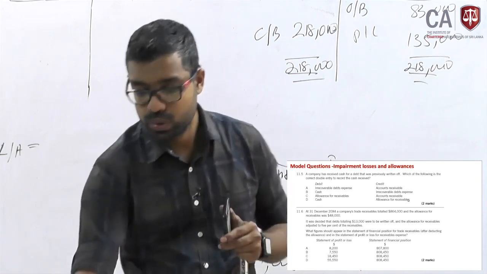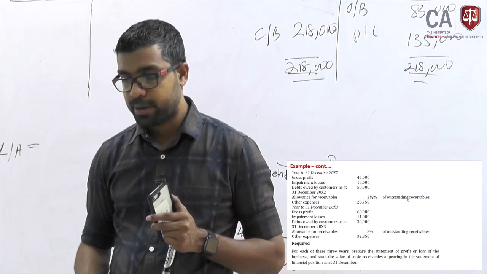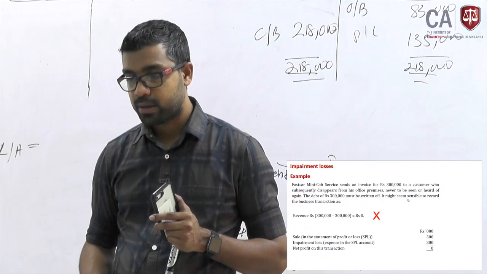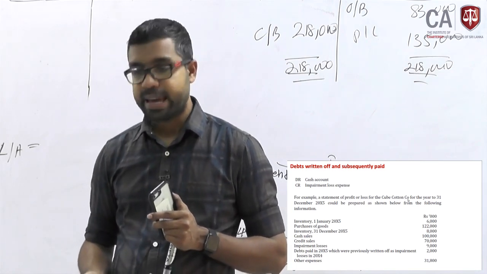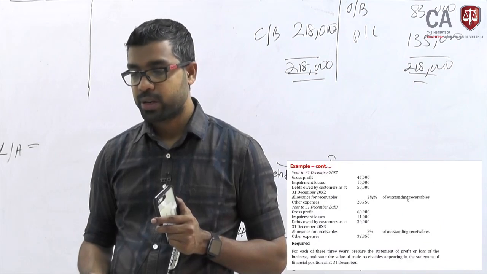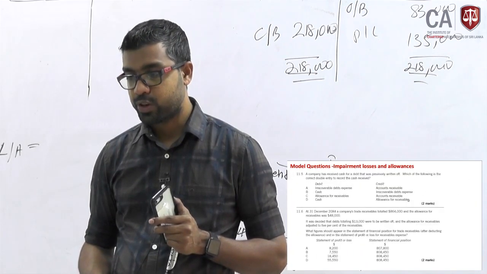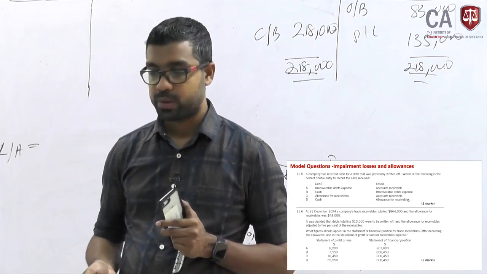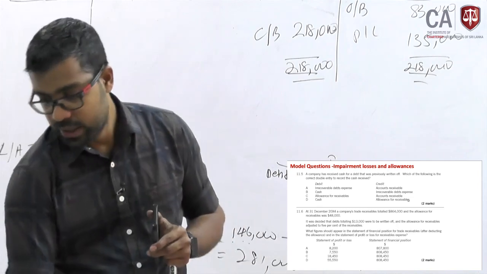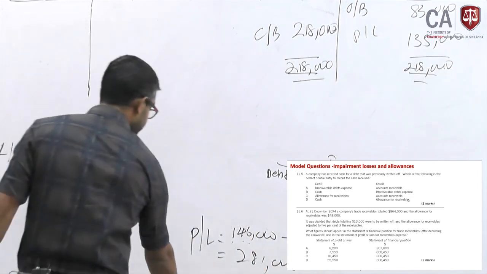If I take you back to the relevant double entry, here: debt written off subsequently repaid, debit cash, credit impairment loss account, which means the irrecoverable debt expense account. Done. Next, 1.6. Read it again. Read and understand.